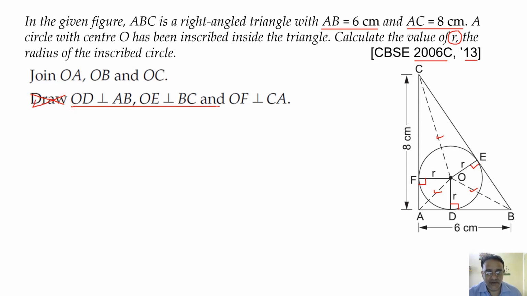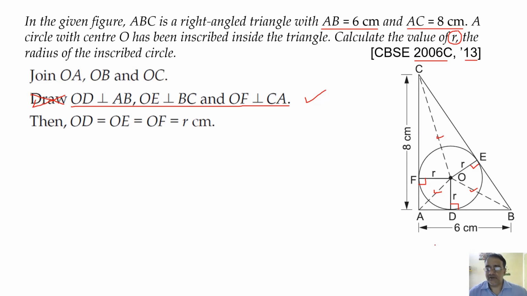OD is perpendicular to AB. Reason is tangent is perpendicular to the radius. Writing just this much will also be enough. So here you have to write the reason yourself, right? Now OD is equal to OE is equal to OF is equal to R centimeter. That is radius, right? Now what is the area of triangle ABC?